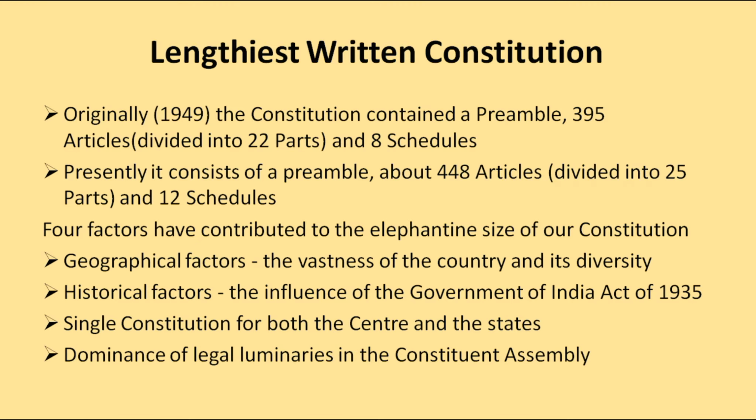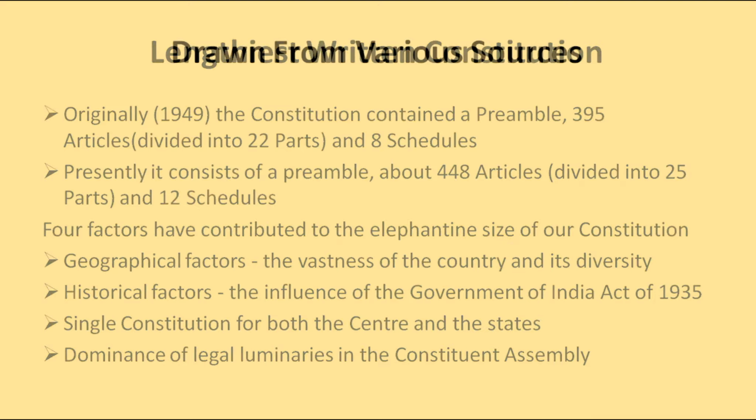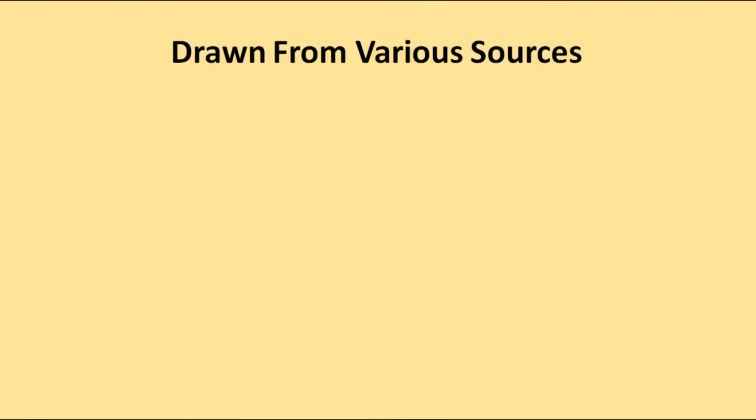Then dominance of legal luminaries in the Constituent Assembly. So we know that most of the prominent members of the Constituent Assembly had a legal background. So for example, Dr. B.R. Ambedkar, the chairman of the drafting committee, he was himself a lawyer. And if we take another example, a prominent member, Jawaharlal Nehru, he was also a lawyer. Next, drawn from various sources.